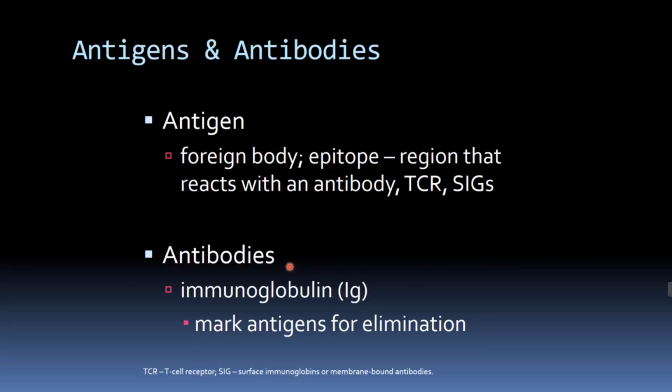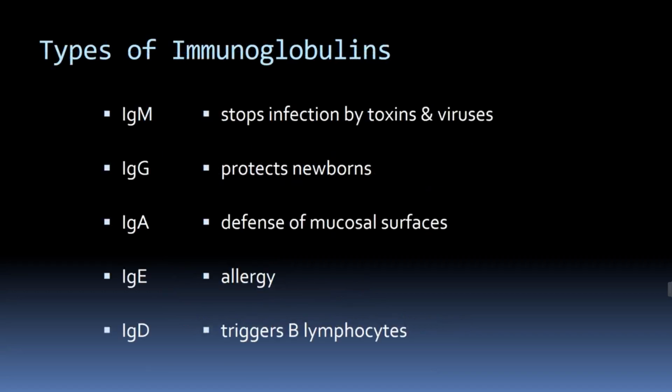Antibodies are what's produced from plasma cells. So B cells, once they become stimulated, they'll differentiate into plasma cells. And they secrete antibodies that are basically marking antigens for elimination. And we have types of immunoglobulins, which are what are produced via the plasma cells. So IgM is one of 5, and it stops infections by bacterial toxins as well as viruses.